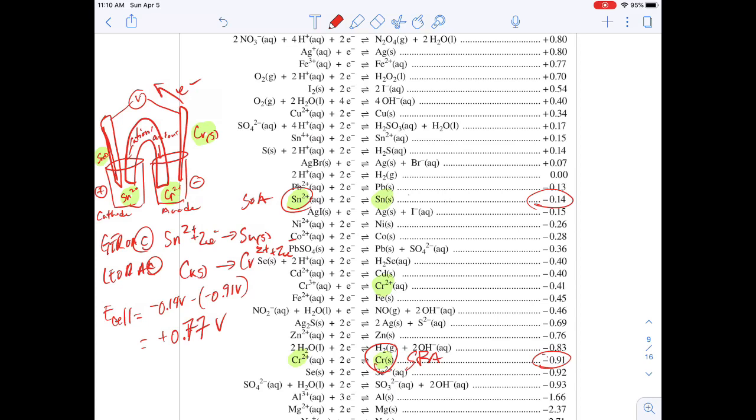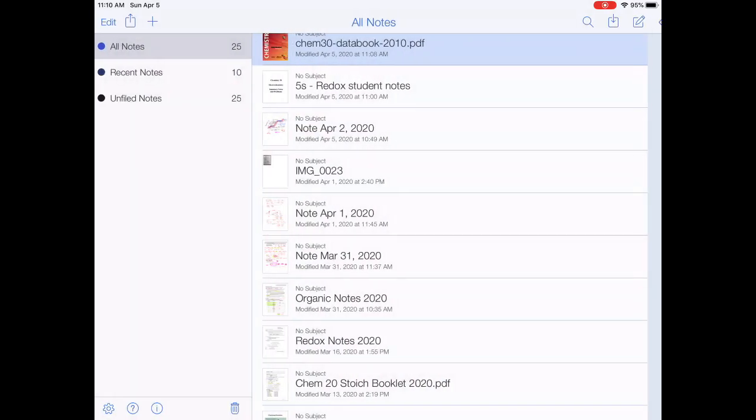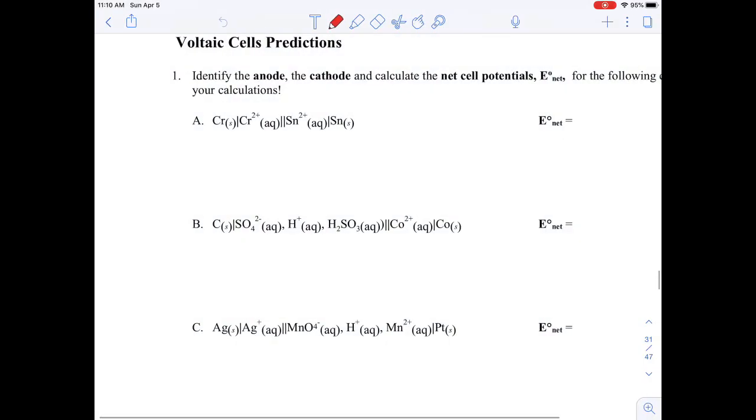This is really what they're asking for, identifying what the cathode and the anode are in these questions that you've got here. Try to do that.